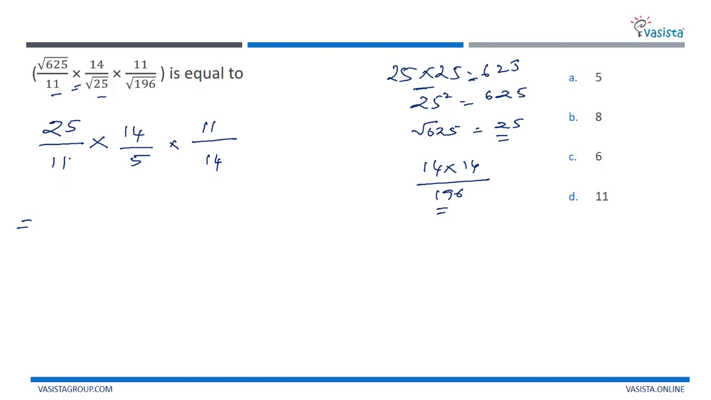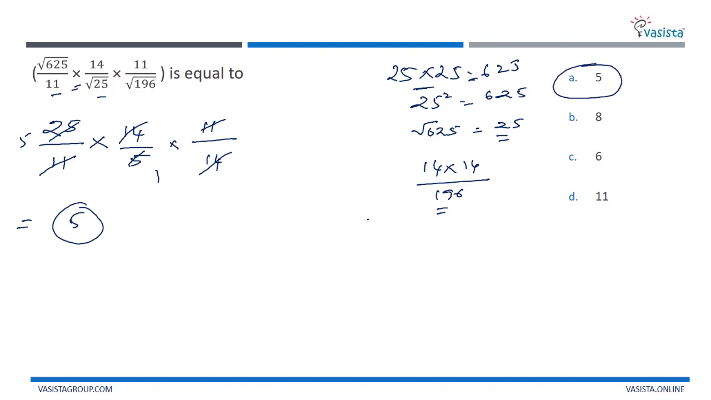Now what happens here? This 11 and that 11 will be cancelled, as one is in the numerator and the other in the denominator. 14 and 14 are also cancelled. So now 5 fives are 25, and the answer here is 5.